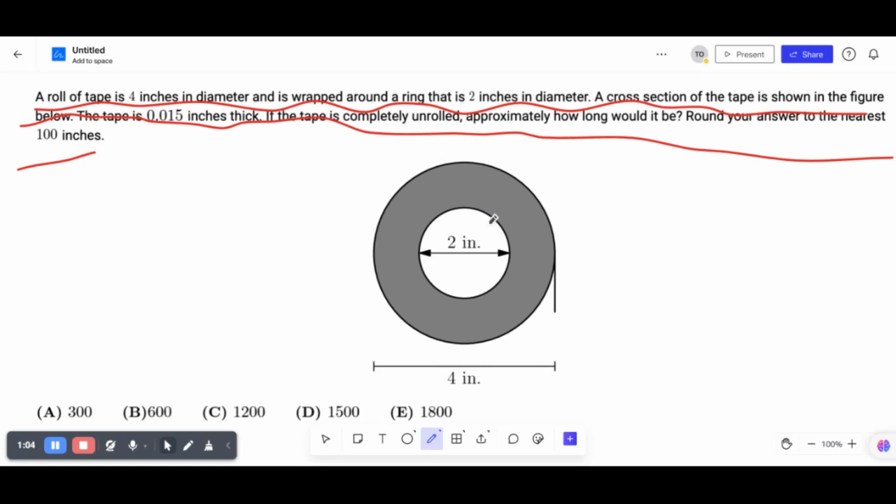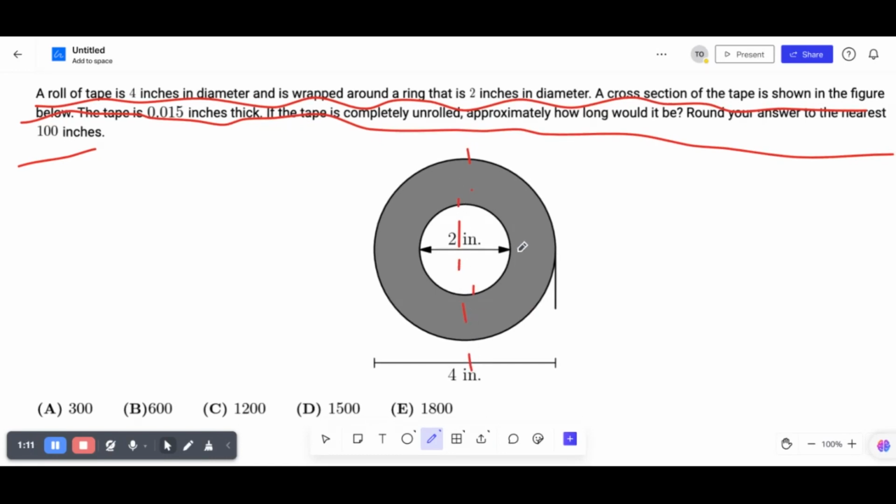so it still works. And we know that there's a symmetrical line here, which means this is 1 and this is 1, because this thing is exactly in the middle. They're concentric.